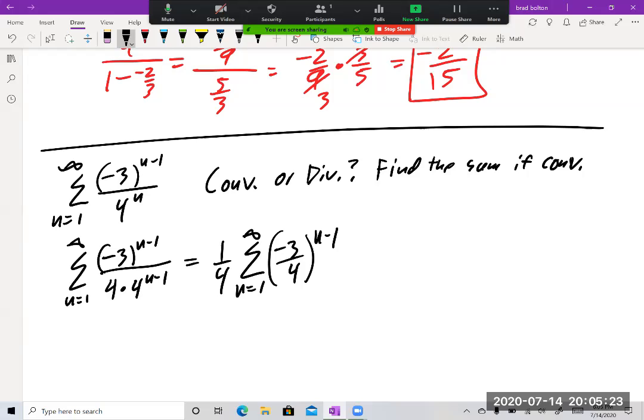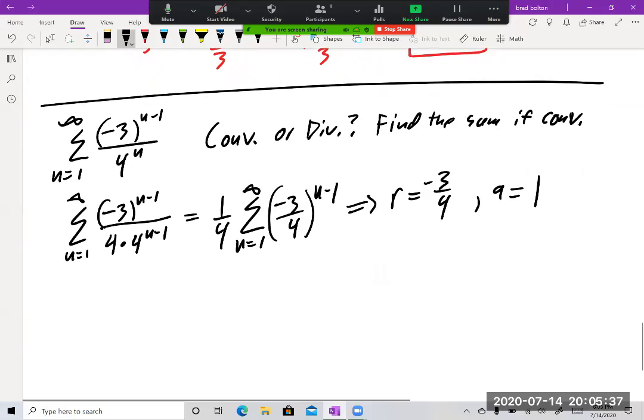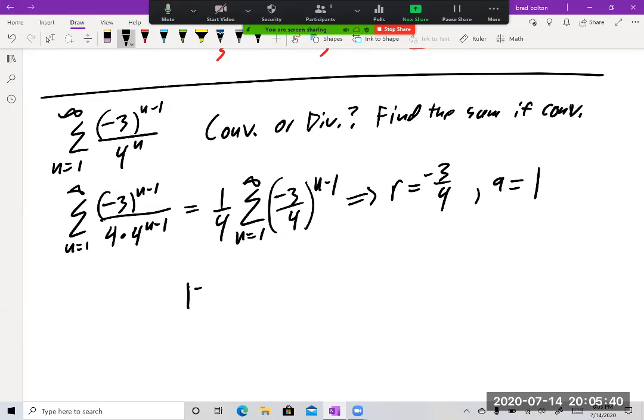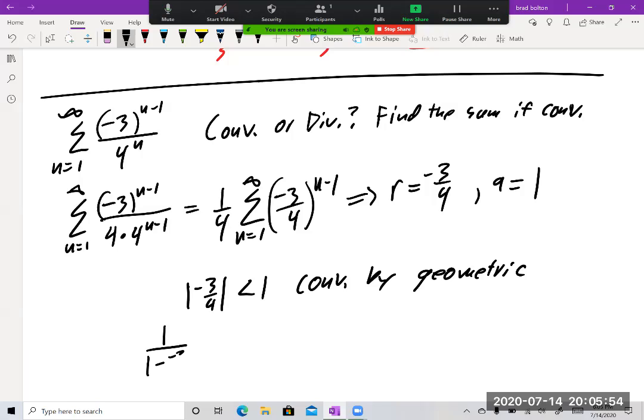Now, the reason I did that is so I could have it in the right form. So now I know that my R is worth negative 3/4, right? And my A is worth 1, right? Because the 1/4 I'm just going to tack on at the end, okay? So that means the absolute value of negative 3/4 is less than 1, so convergent by geometric, okay? And then we know that the sum is A over 1 minus R, which is 1 over 1 minus negative 3/4. So this will be 1 over 7/4. So this will become 4/7.